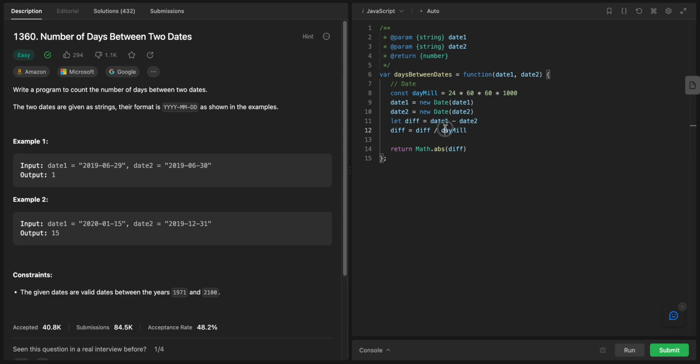That's it, basically. When you get the difference in milliseconds and you divide it by the day in milliseconds, you actually get the days. So the problem is pretty straightforward, it's pretty easy, but the trick is if you know the date object, it's a pretty easy problem for you. If you don't know the date object, the problem is really hard. So this is where the trick lives.